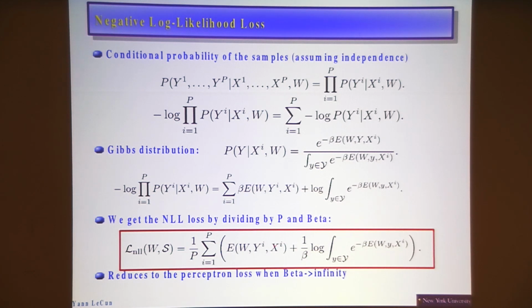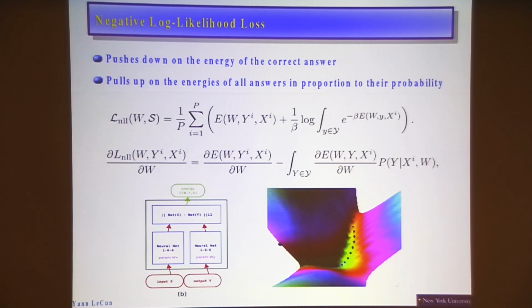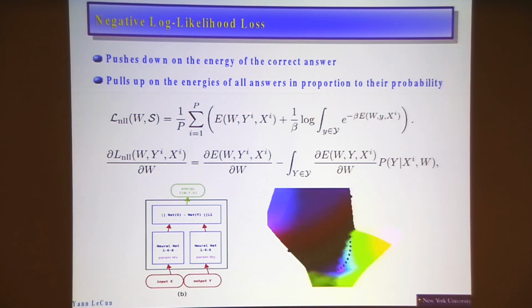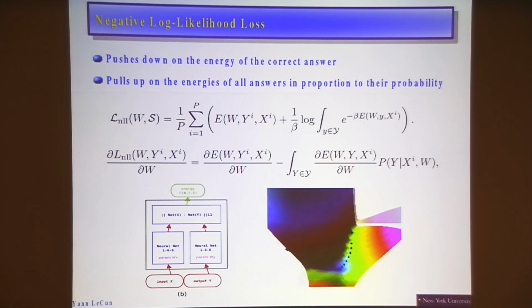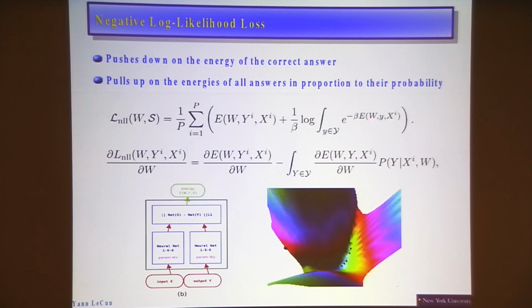So minimizing this function is going to have the effect of pushing down on the energy of the correct answer and pushing up on the energies of everybody else. In fact, including the correct answer, but it's not pushing the correct answer as hard, and so overall it's still going down. We can convince ourselves of this by computing the gradient of this with respect to the parameter, okay? We differentiate this with respect to the parameter, we get the gradient of e with respect to the parameter, and then we get this amazingly simple expression.